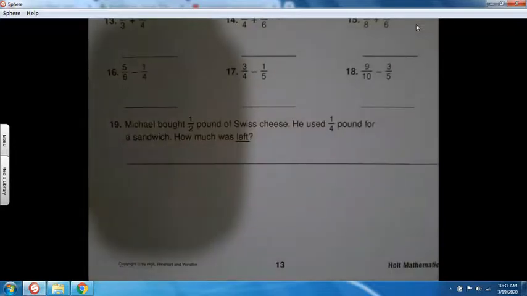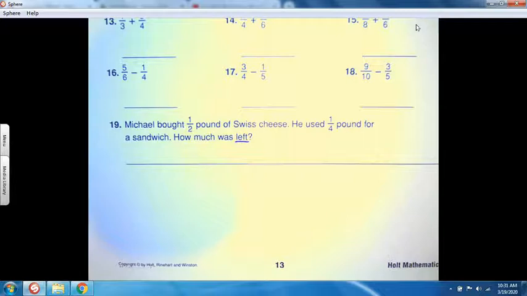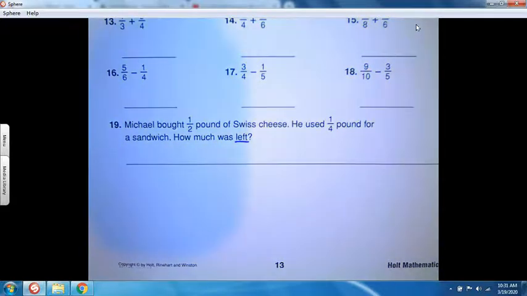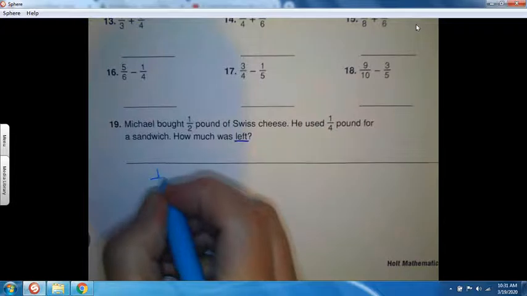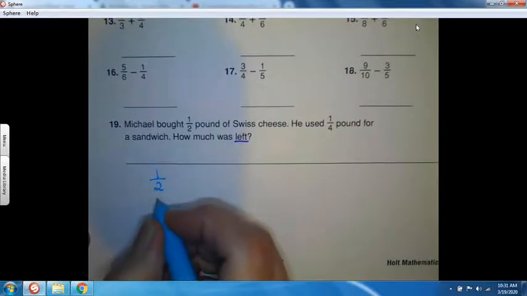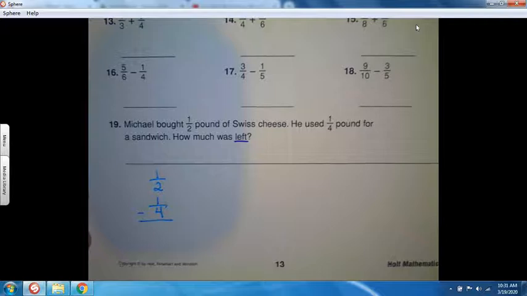Now you see the document camera shadow. There, get rid of that. Okay, we're getting good at this. So we have to set it up. So 1/2 minus 1/4, because that's how much he ate.